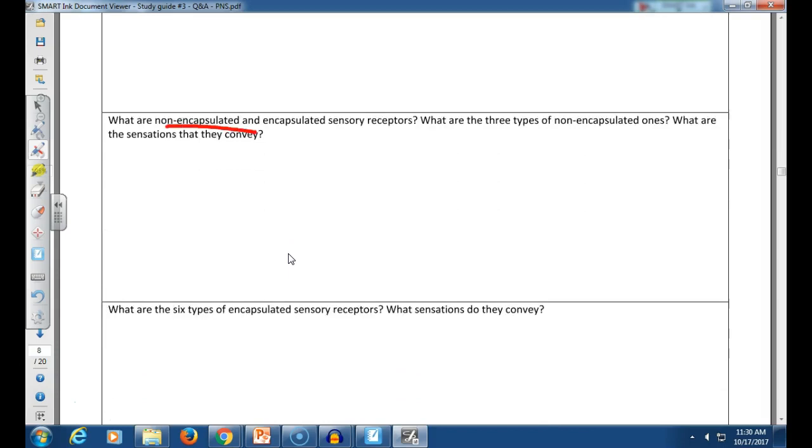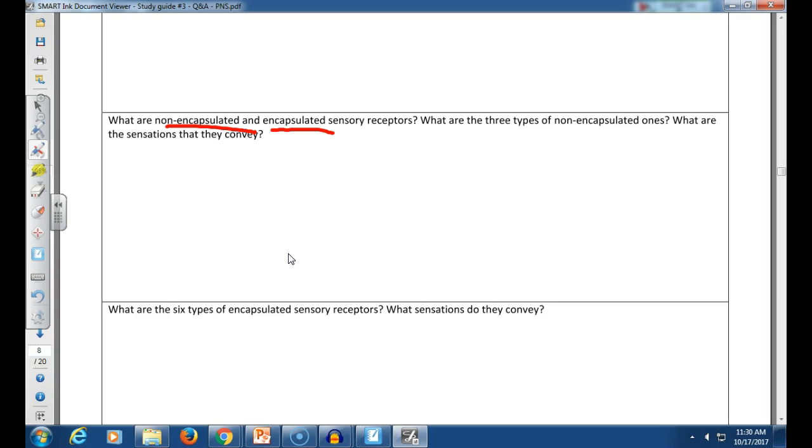Difference between non-encapsulated and encapsulated, pretty obvious. Three types of non-encapsulated: free nerve endings, hair follicle receptors, and Merkel cells. For encapsulated: Meissner corpuscles, Pacinian corpuscles, bulbar corpuscles, and muscle spindle, tendon organ, kinesthetic receptor in the joints. Six types. Now, you won't have to list them all. So when you see the list, you have to understand which one is which. Am I clear?